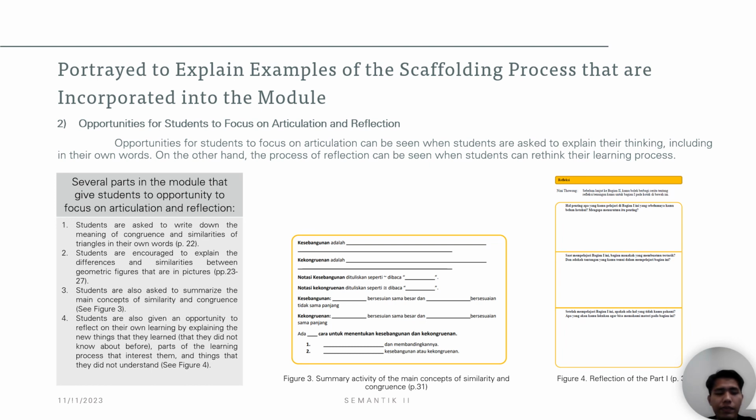And then the last one is students are also given an opportunity to reflect on their own learning by explaining the new things that they learned that they did not know before, parts of the learning process that interest them, and things that they did not understand, which can be seen in the activity for figure number 4.